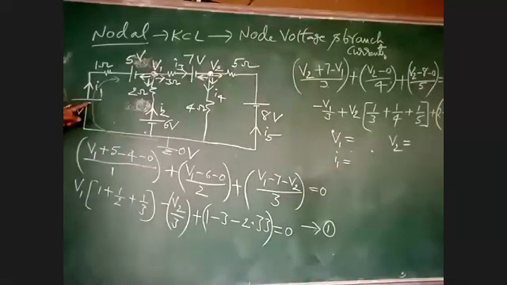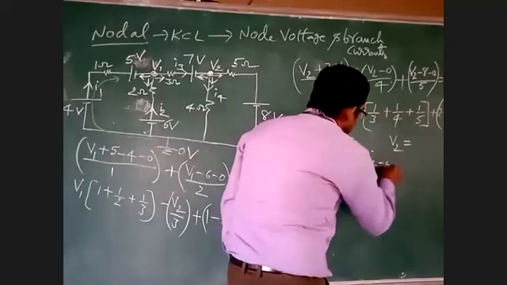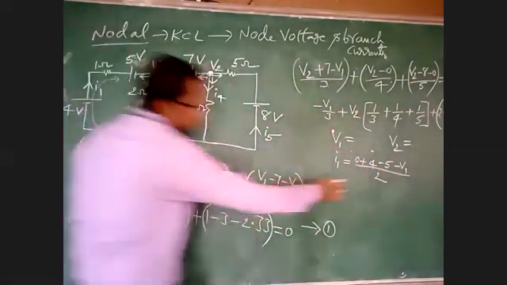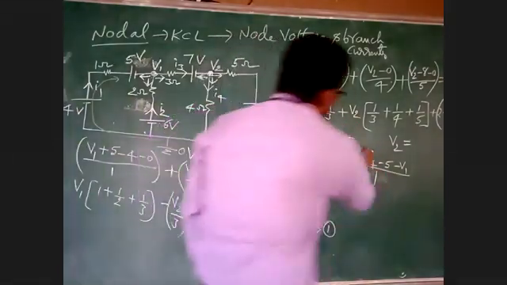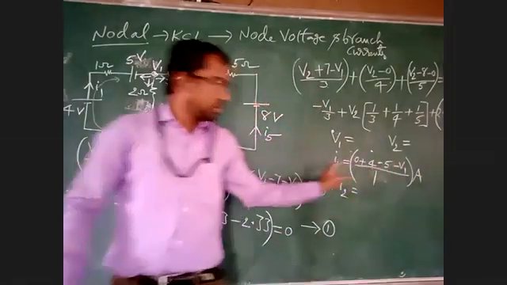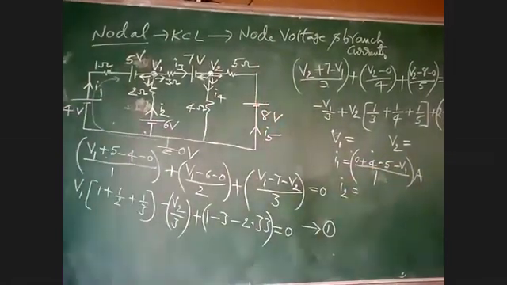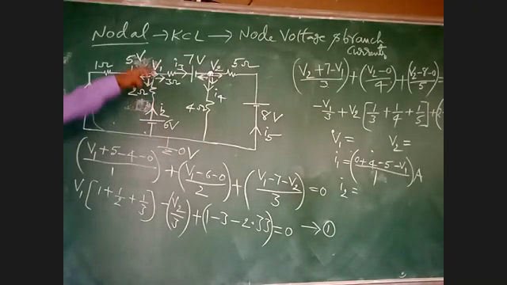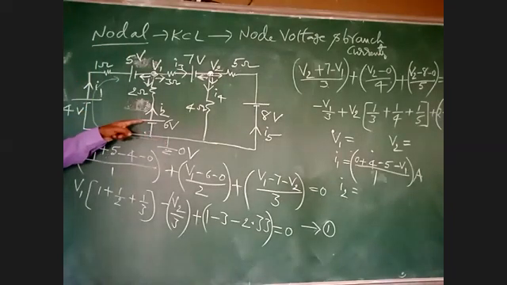0 plus 4 minus 5 minus V1 by 1. This is your first current. That means if you know V1, we'll get I1. Now come to I2. It is moving upwards. 0 is at higher potential, V1 at lower potential. 0 plus 6.